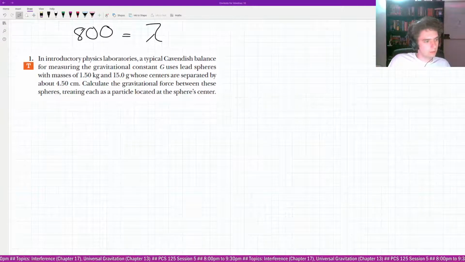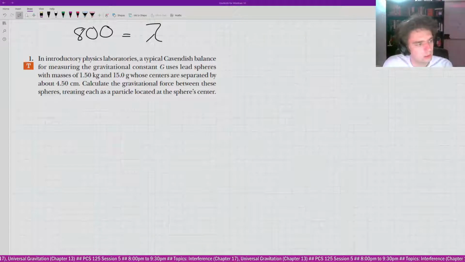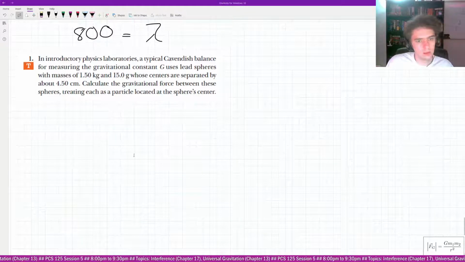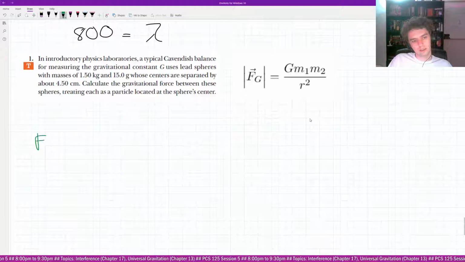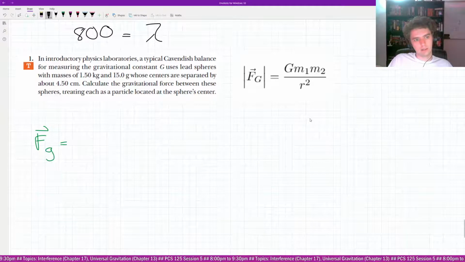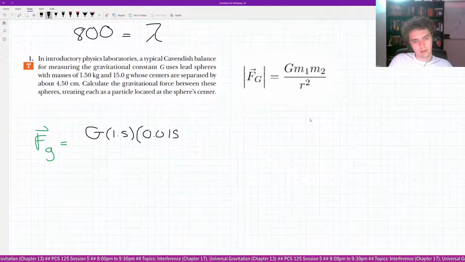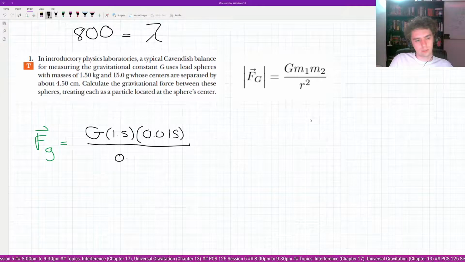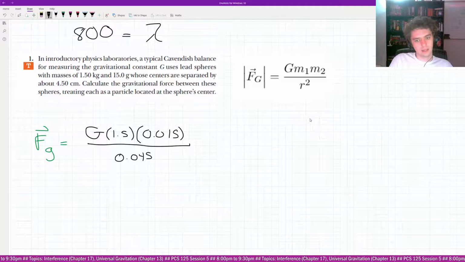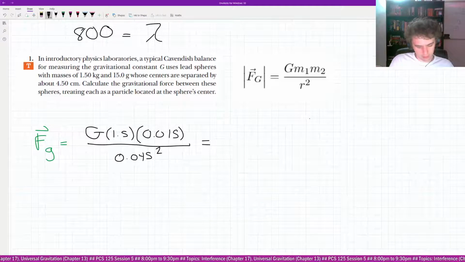We just use this formula. What are we looking for? The gravitational force between the two spheres. So we just use this one formula. That's it. So the magnitude of the gravitational force is G times M1, which is 1.5, times M2, which is 0.015, over R squared, which is 0.045 squared. And there you go. Let's just make sure that's right, and then we can move on.